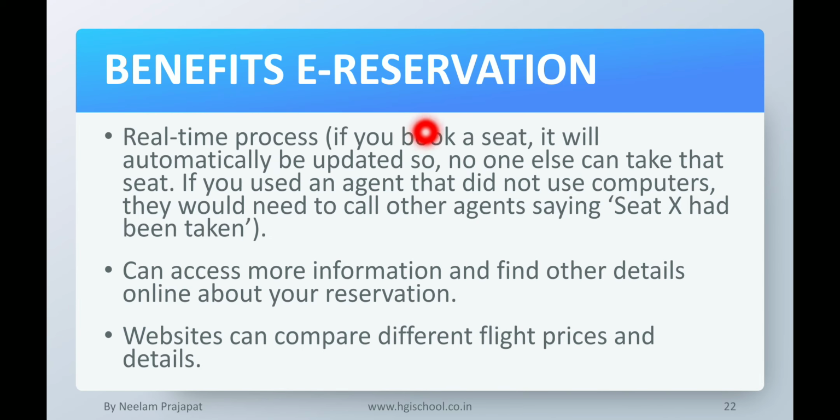Benefits of e-reservations: real-time process. If we book a seat, it will automatically be updated, and then no one will be able to book your seat. Okay, so if you used an agent that did not use computers, they would need to call other agents saying this seat had been taken. Then we can access more information and find other details online about our reservation. Then websites can compare different flight prices and details, etc.